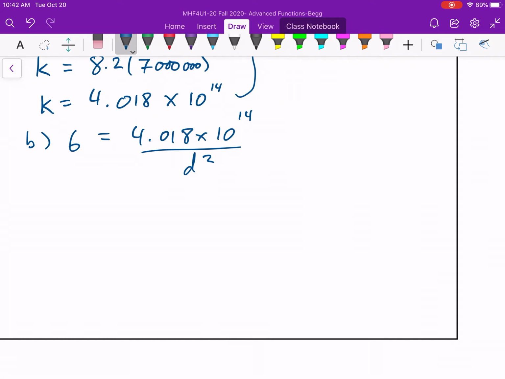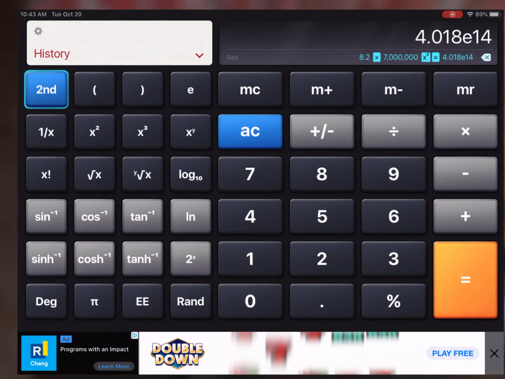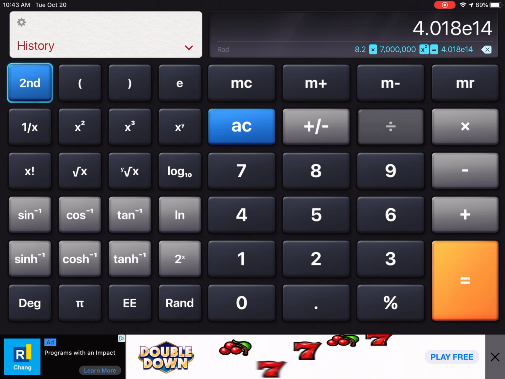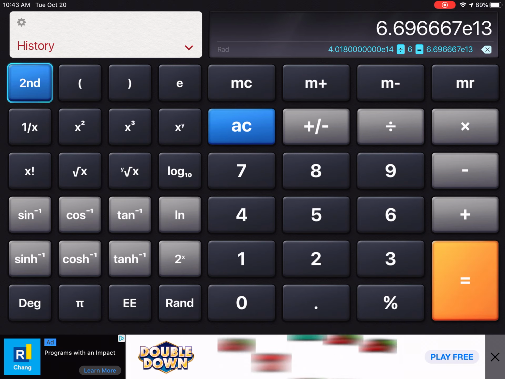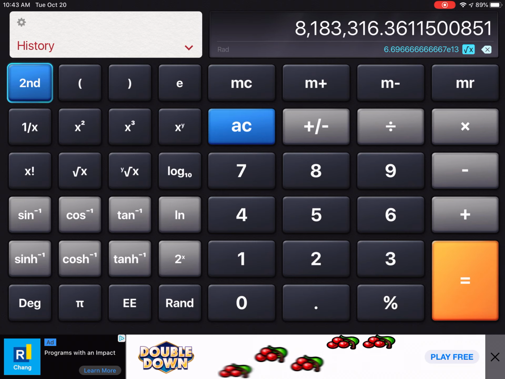So again, rearranging, that means I'm going to get D squared by itself. I'm going to have 4.018 times 10 to the 14 over 6. And if I take the square root of each side, that'll get rid of the squared on the left. So I still have that 4.018 times 10 to the 14 on my calculator. If I just divide it by 6, take the square root, and I get 8,183,316.